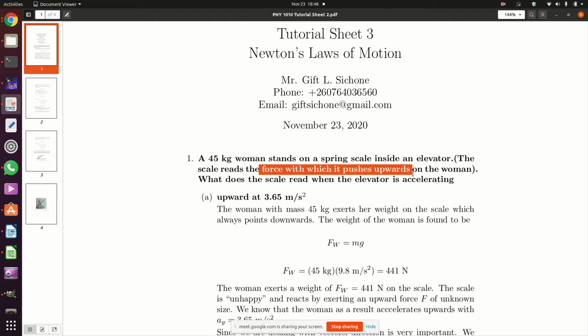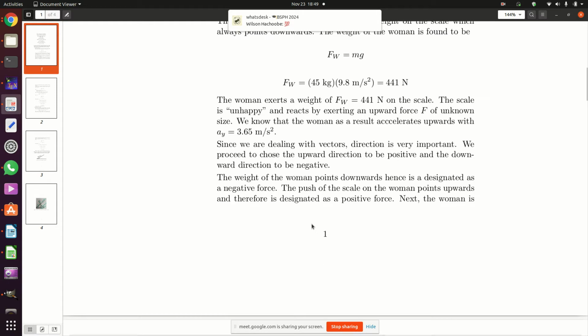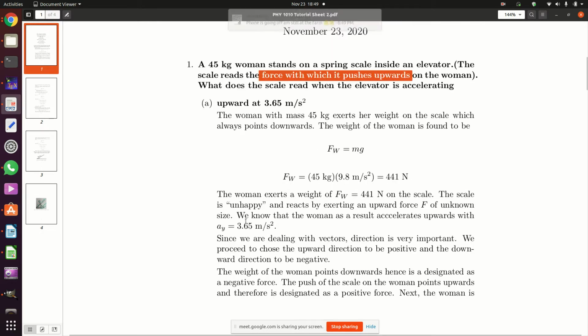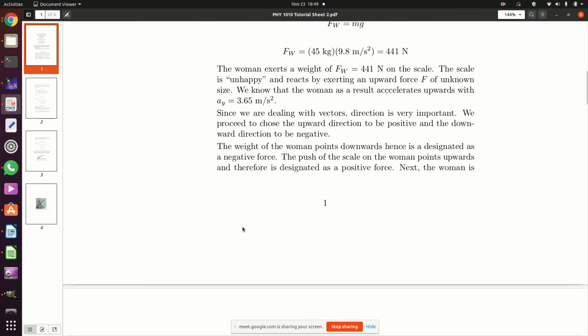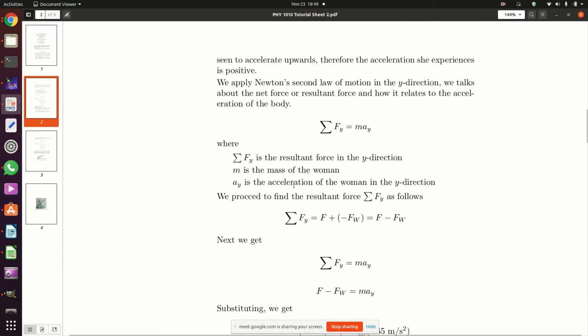Since there are two forces acting on the woman and you've got two values of acceleration, up and down, the next thing you need to do is understand that you're dealing with vectors. So you need to choose direction. This direction is going to affect all the vectors, whether it is force or acceleration. If you choose up to be positive, then you choose down to be negative, and you stick to that. Everything pointing up is positive, everything pointing down is negative, and you stick to that during the calculations.